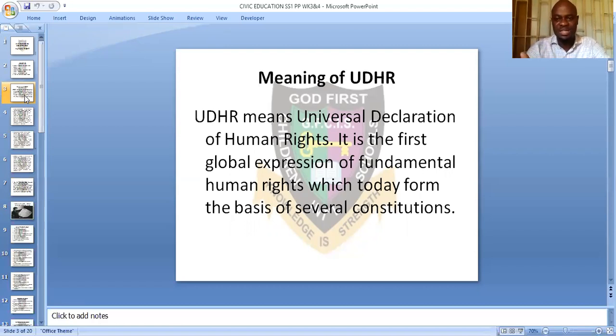Now, what is the Universal Declaration of Human Rights? It is the first global expression of fundamental human rights, which today form the basis of several constitutions, in the sense that these are a set of rights granted to the citizen of a particular country. That is, a citizen of the country has some privileges, has some rights in that particular country in which he or she resides, and these rights are referred to as fundamental human rights.